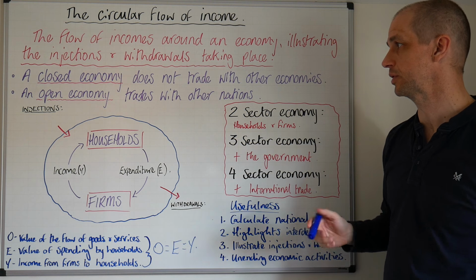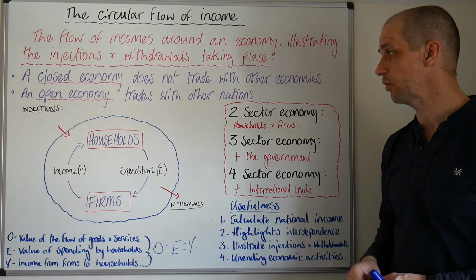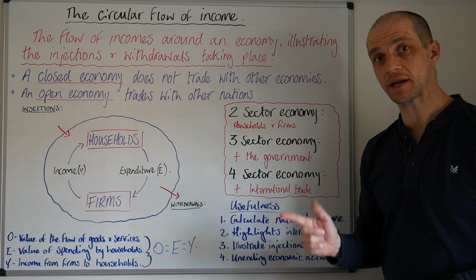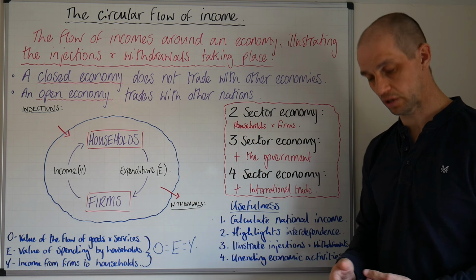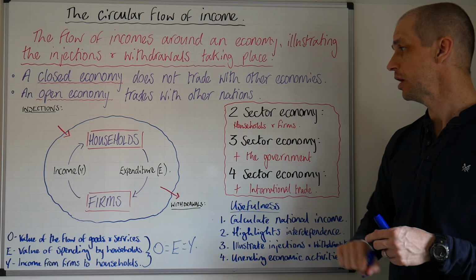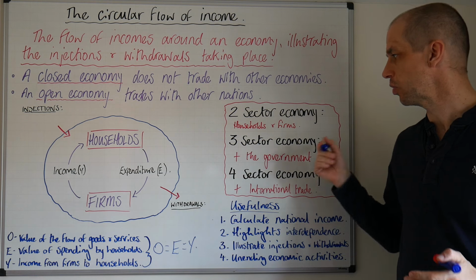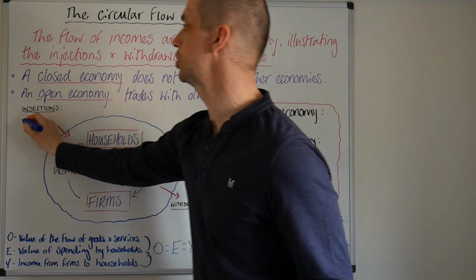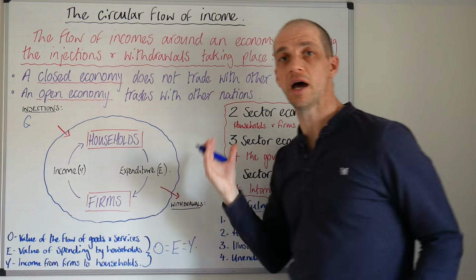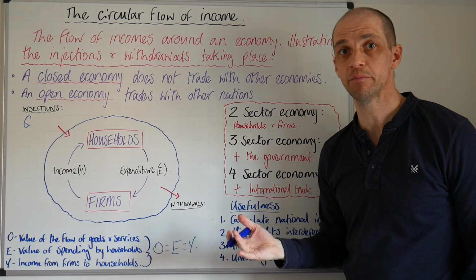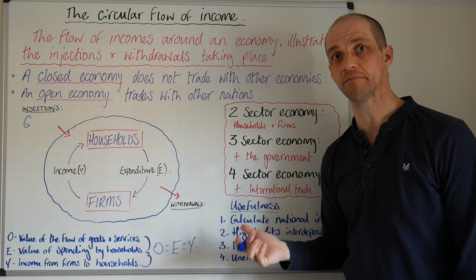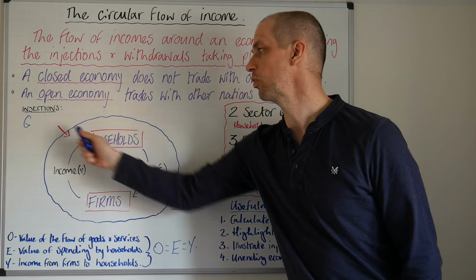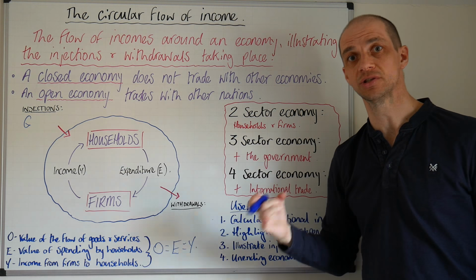So what's the big difference? Well, the big difference now is that there will be injections and withdrawals into our circular flow of income. So of course, we need to consider what governments will actually do to introduce money to the circular flow, and that is G. That is government spending. So they will conduct government spending here, and that will mean money enters the economy.